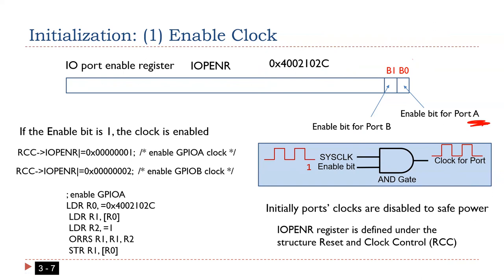All what you have to do, if you wanna use port A, either input or output, all what you have to do, guys, in this bit, you have to put one. If you want to use port B, you have to put one in this bit. If you don't do that, it's not going to work. Why? Because the clock is not connected to the port.